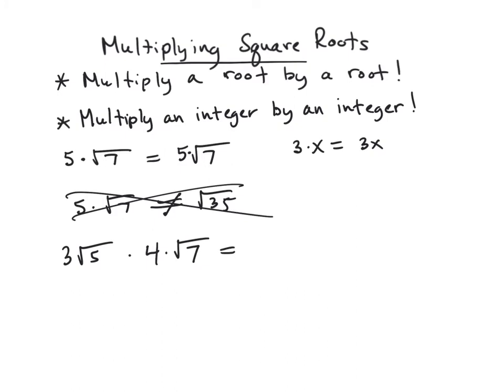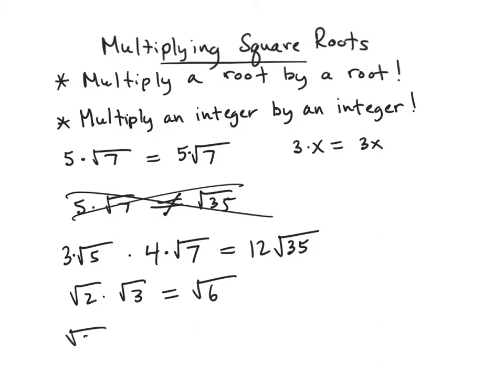You can take 3 times 4 because you can multiply in any order. Remember, this is 3 times root 5 times 4 times root 7. 3 times 4 is 12. Root 5 times root 7, yes, that's root 35. Root 2 times root 3, you can do that. That's root 6. The thing you have to watch out for is that after you multiply, quite often, you'll need to simplify your square root.